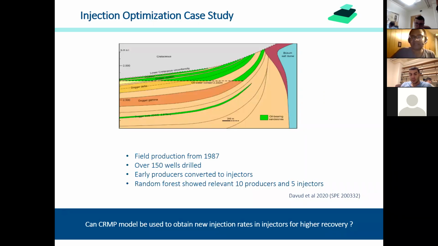And of course, this is another example. We're trying to optimize a field here. Actually, this is in Germany, I believe, where it's an old reservoir again. Over 150 wells were drilled. Some of these early producers were converted to injectors. And here, again, is the power of data-driven models, where you were able to quickly identify a small number of injectors and producers that would be relevant.